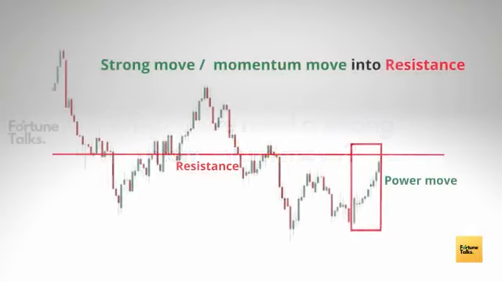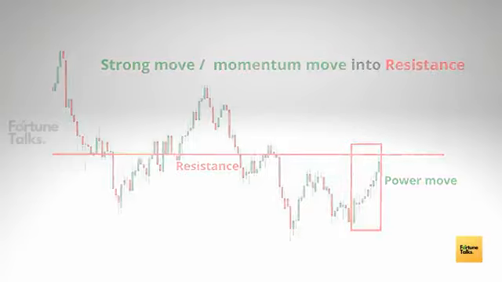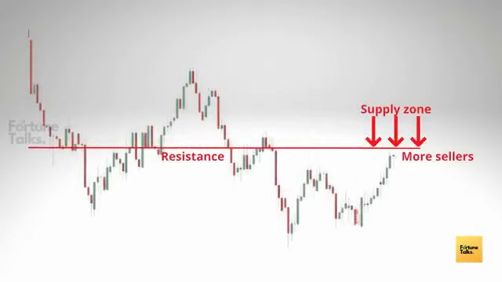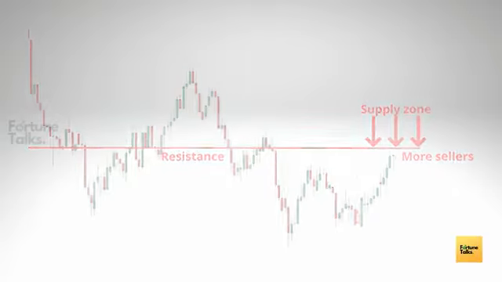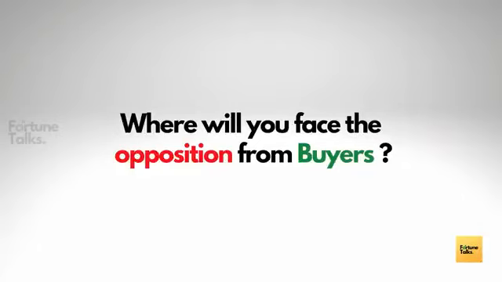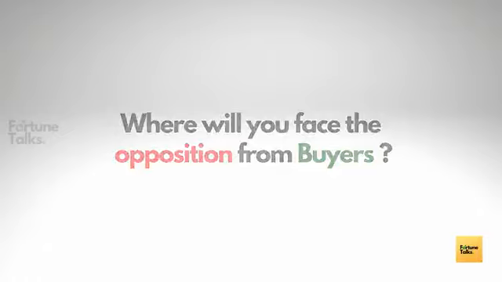Now let's say when you look at a resistance and you have a strong move coming to the resistance level. At this point, ask yourself what exactly a resistance is. In the previous video, we said that resistance is a price level which stops the price from moving up, or simply a level where the supply is high. Now also think about where exactly you will face opposing pressure, or simply where do you think the buyers will come in so that they could buy at good prices.